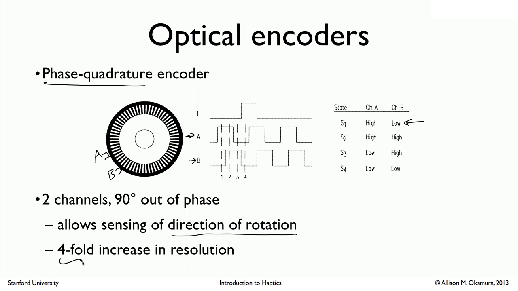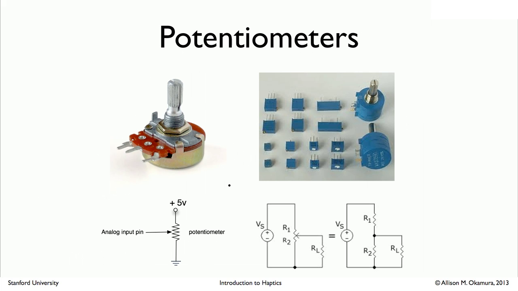The other thing you get for free along with this is really a 4-fold increase in resolution. Rather than just knowing when it's on or when it's off, now you have 4 states that give you a lot more information about what's happening at any particular time. So this is the most common way in which optical encoders are used in both robots and haptic devices.